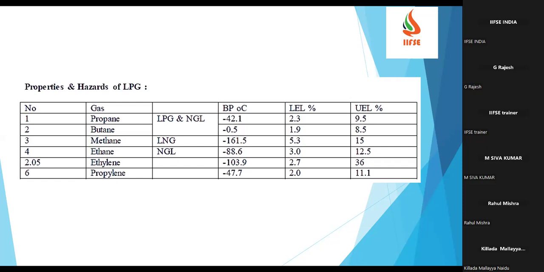Then butane 0.5, 1.9 and 8.5. Methane is -161, LEL 5.3 and 15. Ethane is -88, and ethylene is -103. Propylene is -47, and the LEL of propylene is 2.0 and the UEL is 11.1. This band is a bit higher compared with propane.